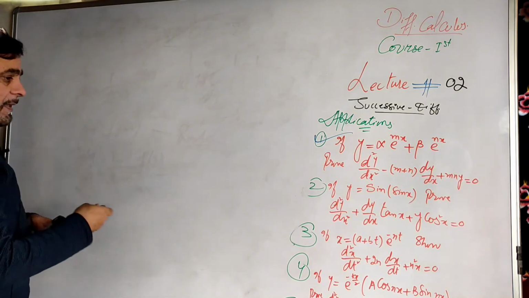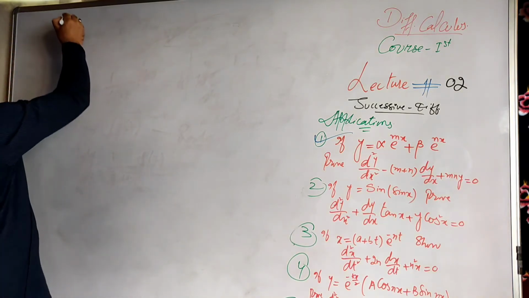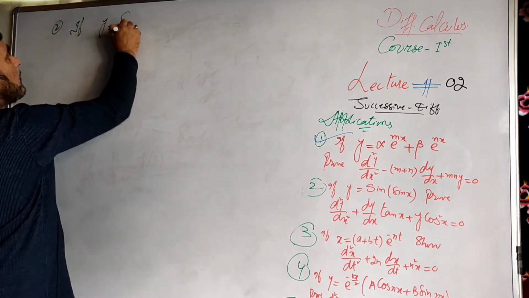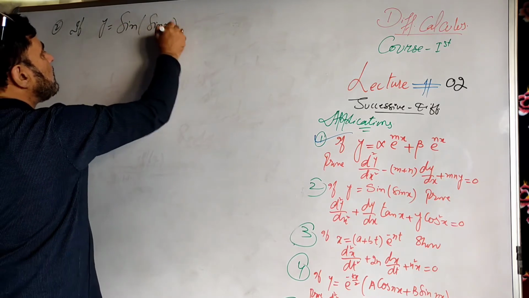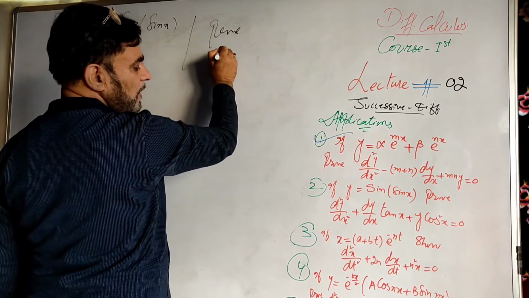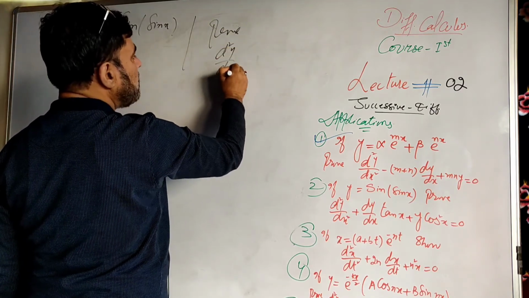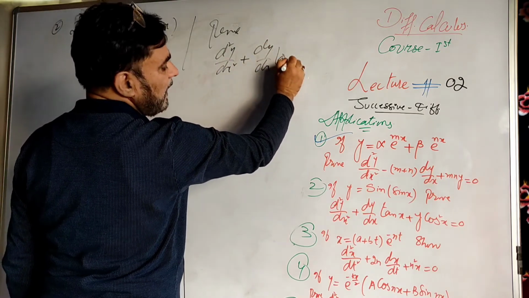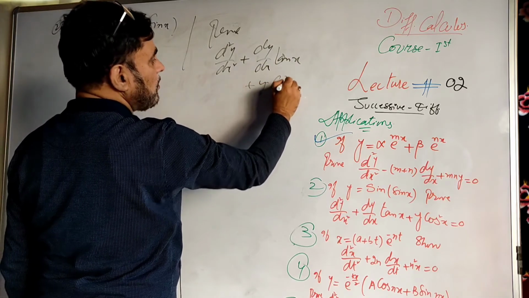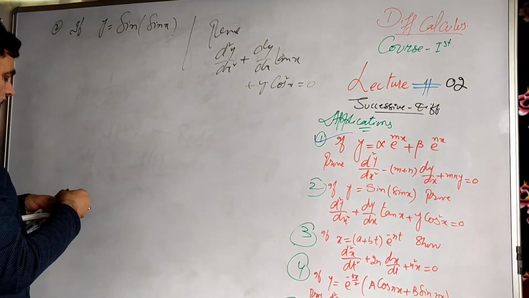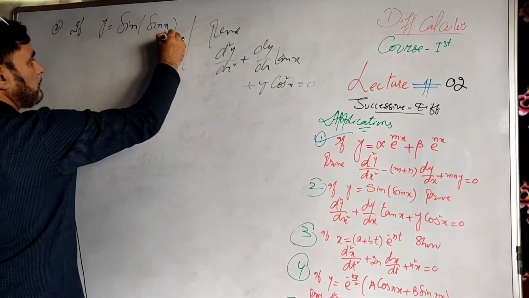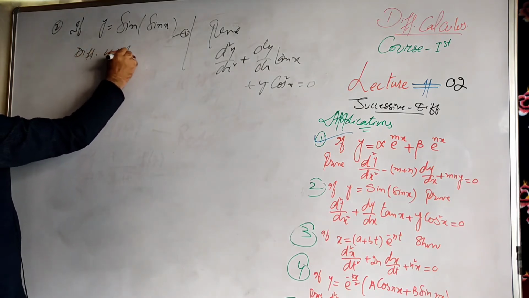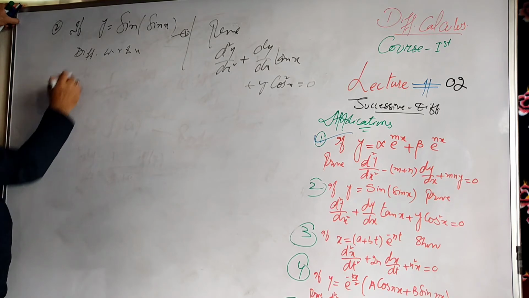Well, let us see. Here is the problem. You are given that y is sine of sine x. You have to prove d2y by dx square plus dy by dx tan x plus y cos square x is 0. How do we go? Name this first. Let us differentiate this with respect to x. When you differentiate with respect to x, what do you get?